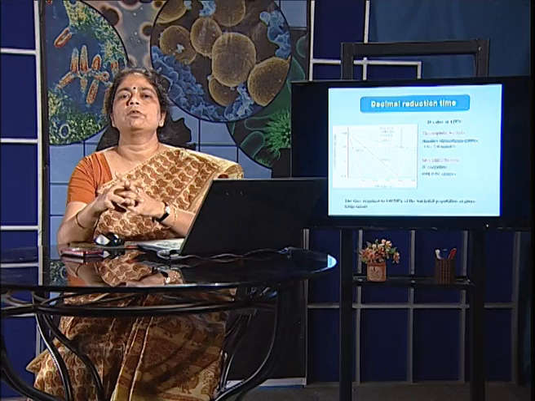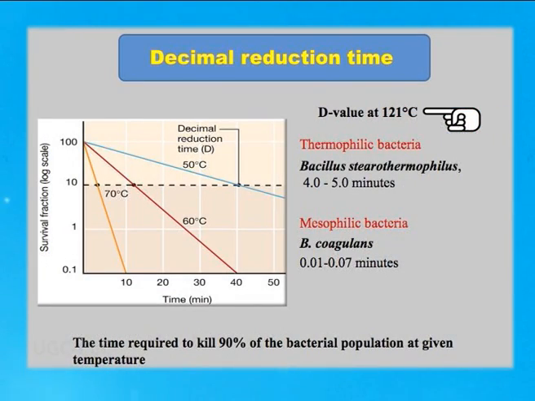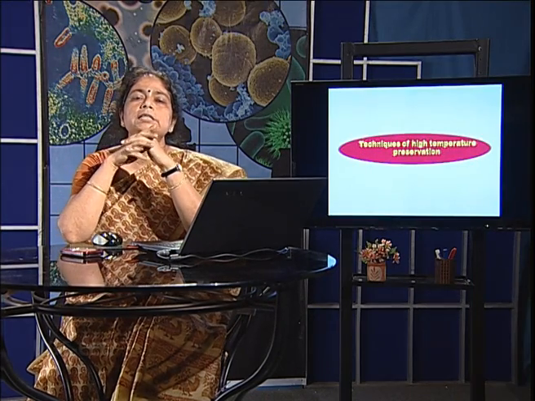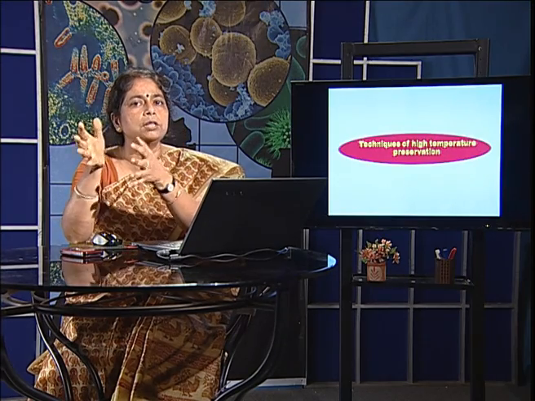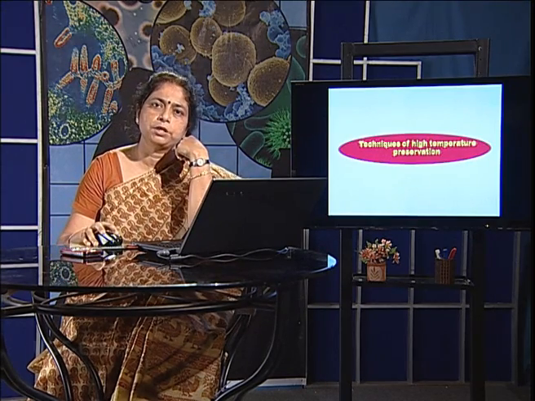If I give you an example of decimal reduction time, which is given in terms of D value, the D value at 121 degrees Celsius is taken in two bacteria. One is a thermophilic bacteria, which is Bacillus stearothermophilus. This is 4 to 5 minutes. And in the case of mesophilic bacteria, which is Bacillus coagulans, this is 0.01 to 0.07 minutes. So here we find that D value changes according to the type of bacteria, whether it's a thermophile or whether it's a mesophile. So after knowing the different aspects of temperature on the bacterial cell, let us now learn the different techniques of this high temperature preservation.